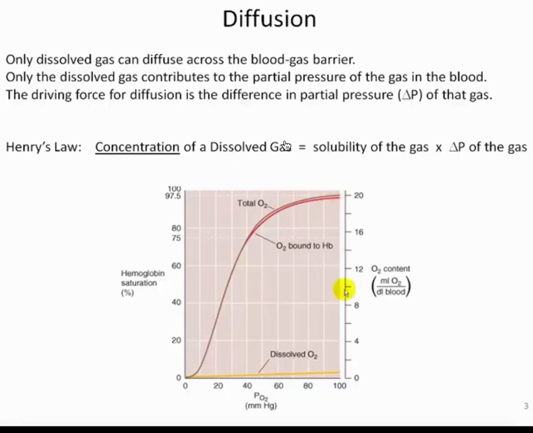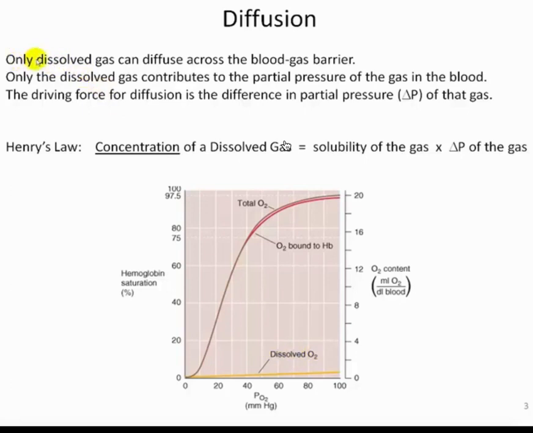And what we're going to pay particular emphasis to, for this session at least and the next one, is dissolved oxygen, understanding why oxygen is dissolved and its properties in that form and how it mediates diffusion. So we're going to be interested in the dissolved form. Just a couple of observations or facts: only dissolved gas can diffuse across the blood-gas barrier.